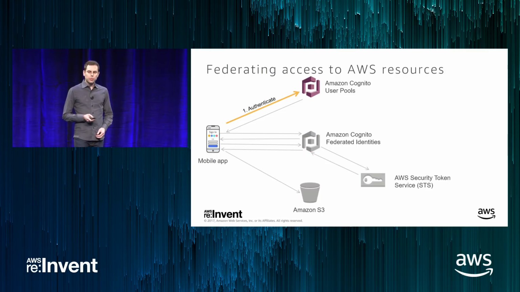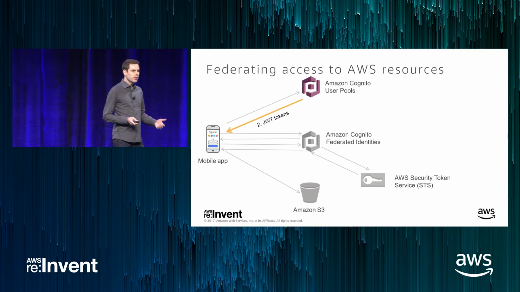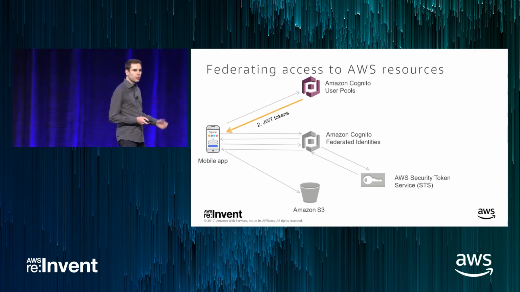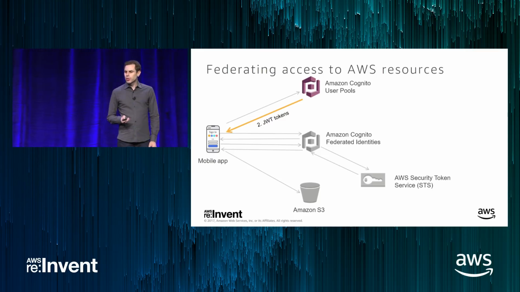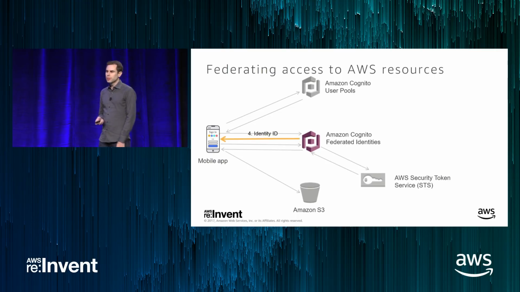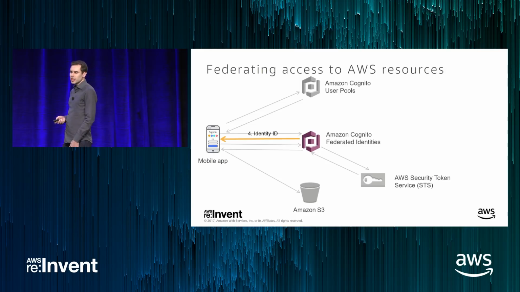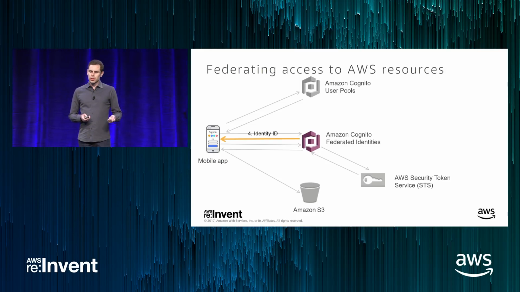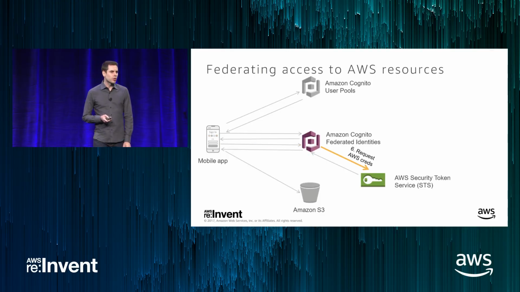So first you would authenticate with Cognito user pools. You get back your set of JWT tokens, just as before. But this time you would make a subsequent call to pass the identity token to Cognito Federated Identities, which would return you an identity ID. Now with the identity ID and the identity token, you can then make a get credentials request, which behind the scenes, Cognito goes to the Security Token Service, or STS service, which is AWS's token vending machine, effectively.